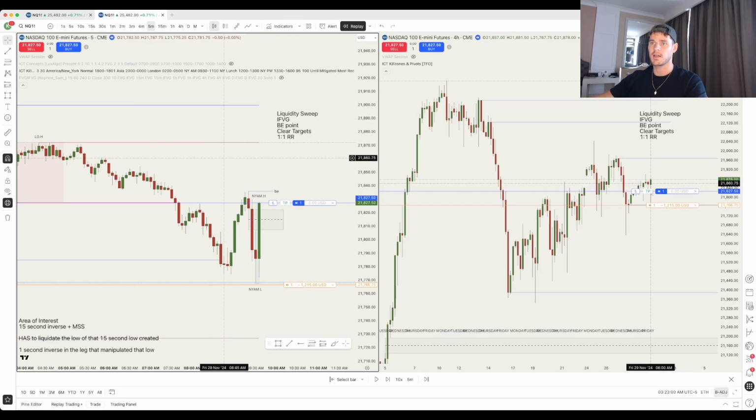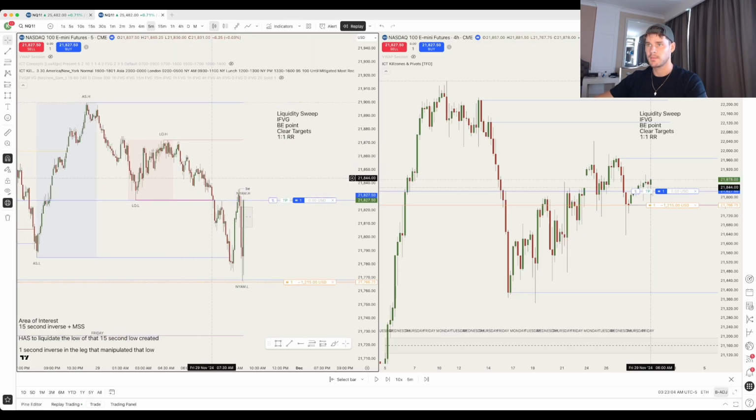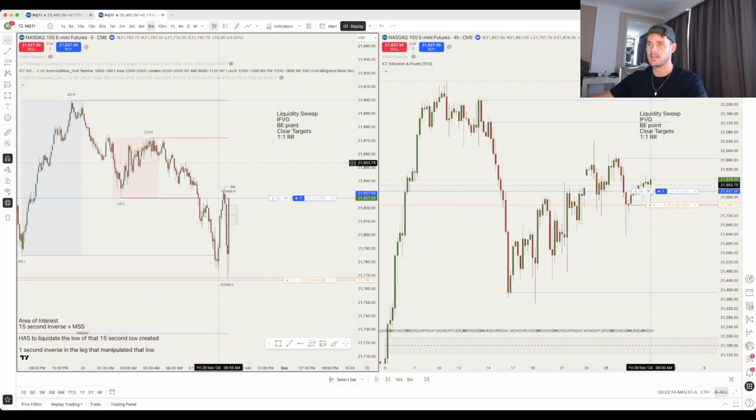Now, targets. Looking at all this liquidity here, it definitely looks like this all wants to be swept. We can see that no real liquidity was taken here. We just have highs and highs and highs. So all of these have buy stops in, right? So this is a clear target.